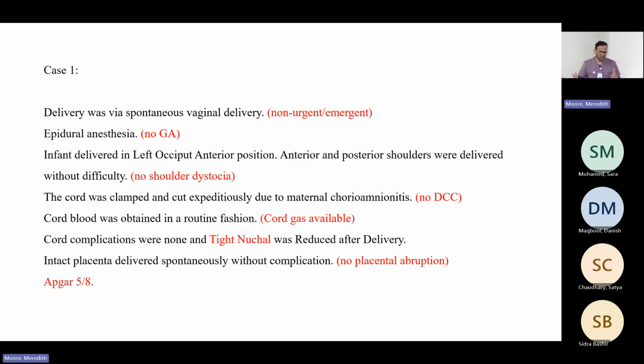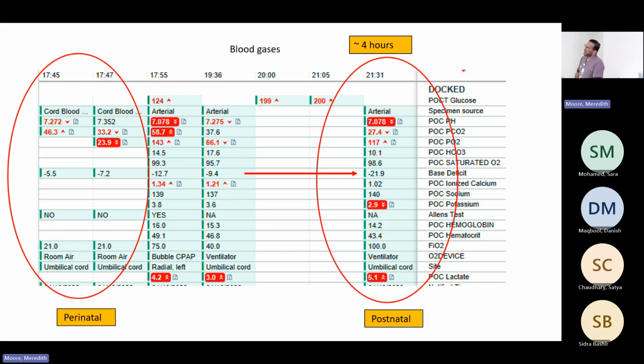So this is the case. Through examples, I'm going to give you, and again, I'm not going to read through that. Just the red parts are important. This baby is delivered with a tight nuchal cord, so you're expecting something. No abruption. Apgar was 5 and 8. The cord gas was 7.2, the other one was 7.3, so the arterial venous difference was also not that great.